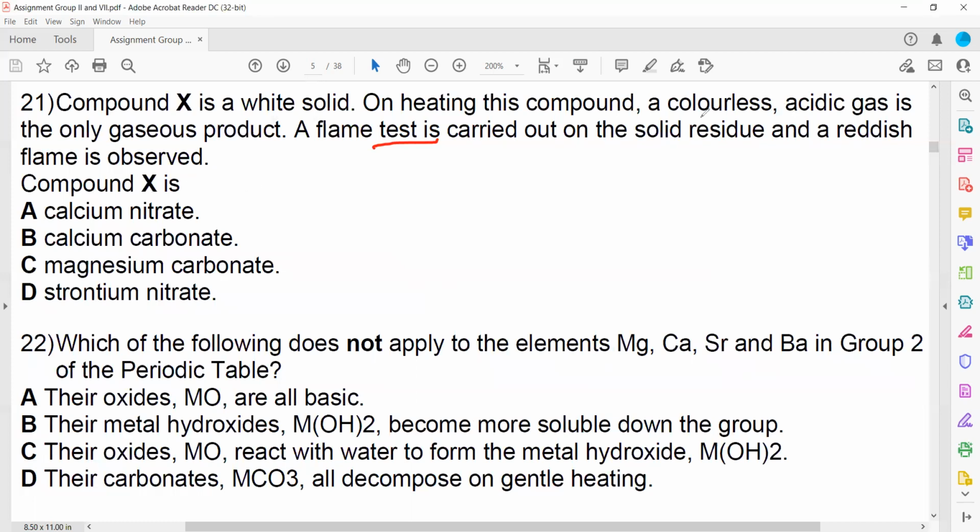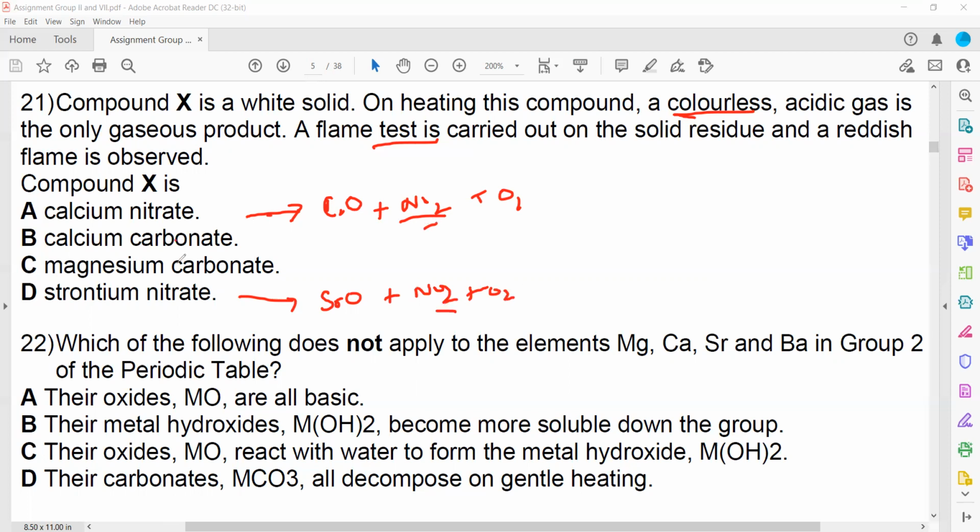But there's a colorless gas. When we decompose calcium nitrate, what does it produce? It produces calcium oxide plus nitrogen dioxide plus oxygen. So there will be a brown gas. Also strontium nitrate will produce strontium oxide plus nitrogen dioxide plus oxygen. So there will be a brown gas.